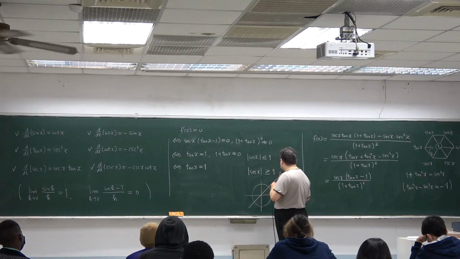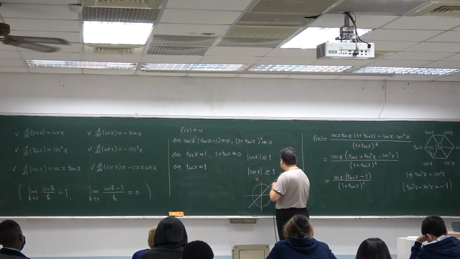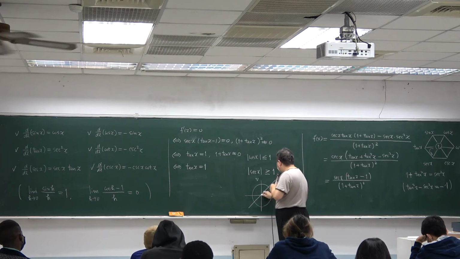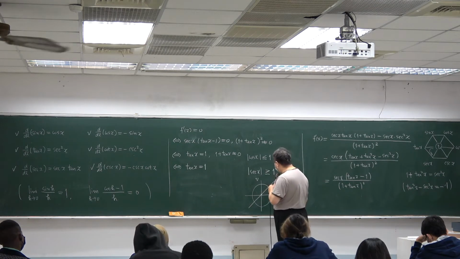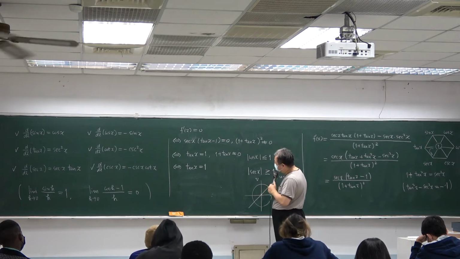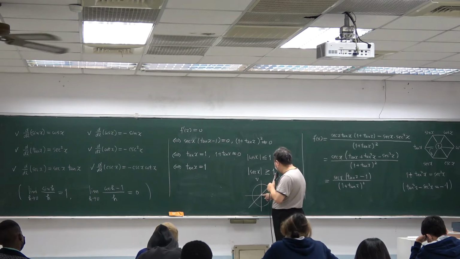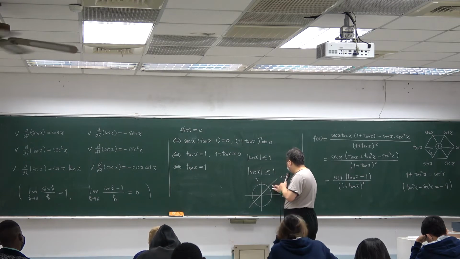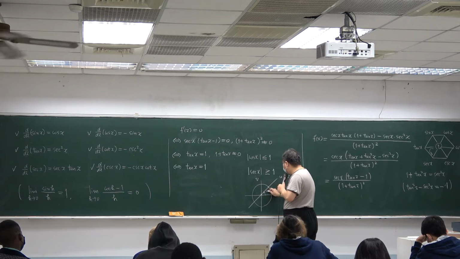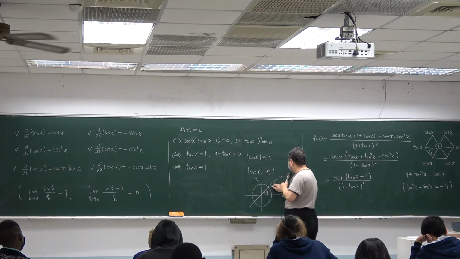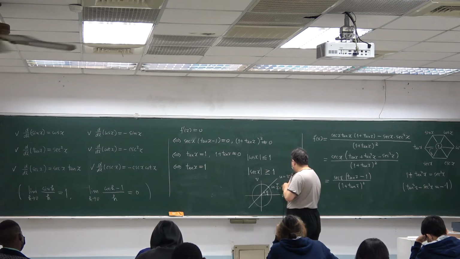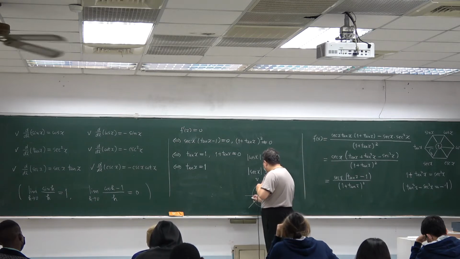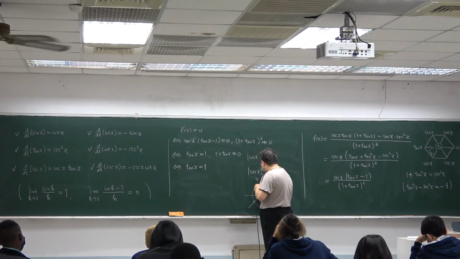Sine equals cosine, u and v. This is u equals v, a straight line with slope 1 that passes the origin. This is cosine, this is sine. In fact, this is pi over 4. And here is pi plus pi over 4.